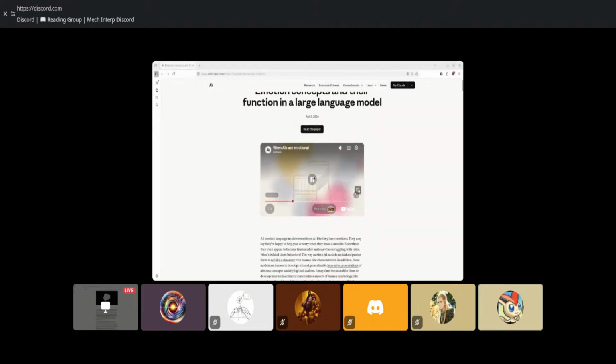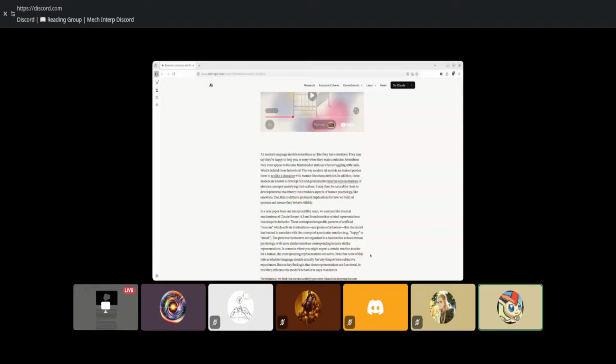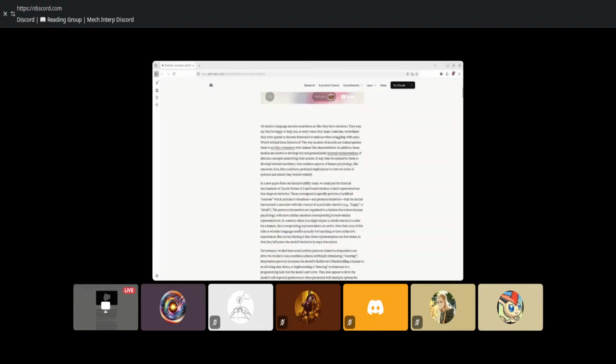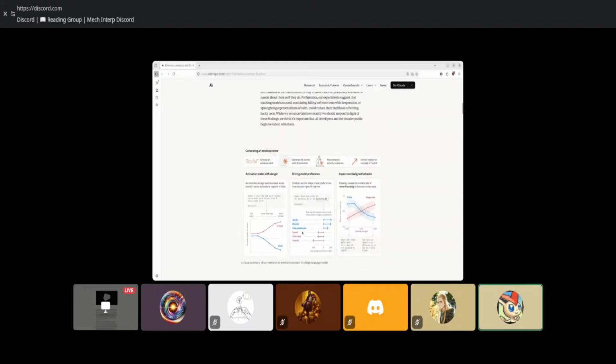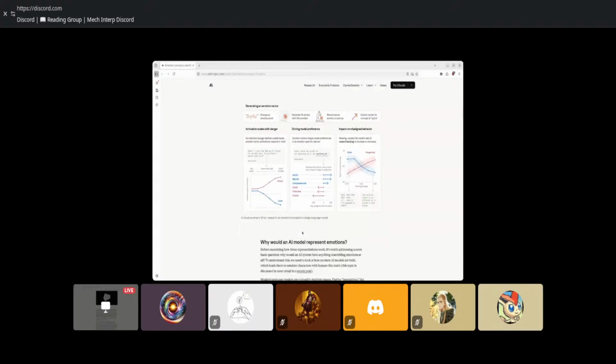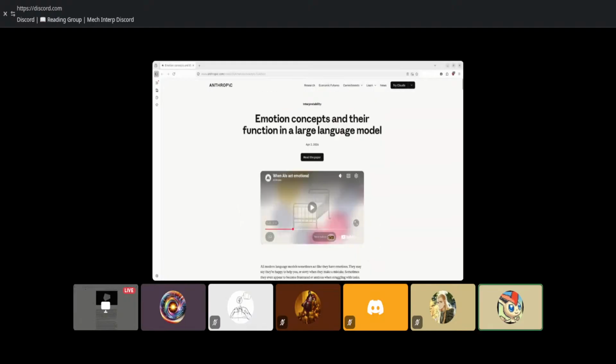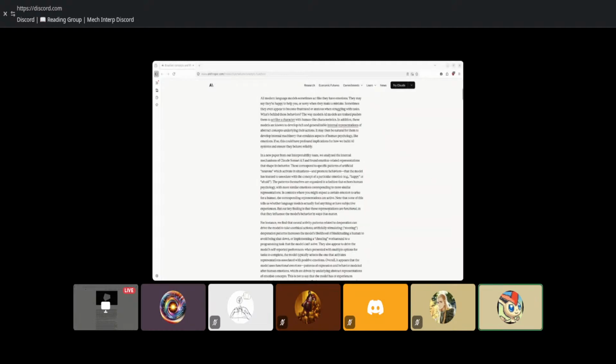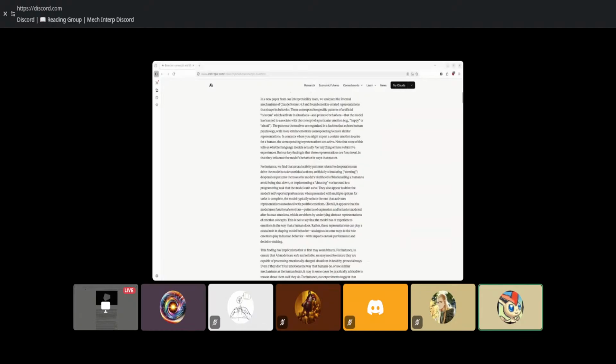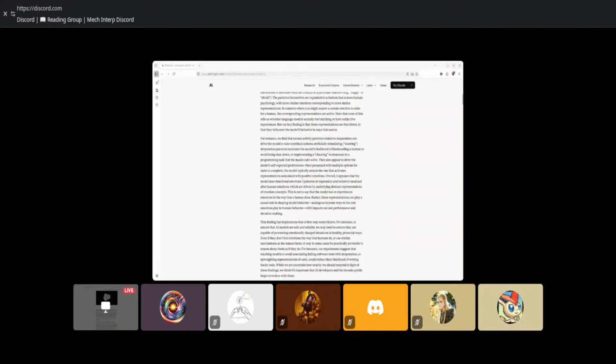So yeah, there is the topic paper. This is just the proposed one. Let's see if there's anything. Yeah, so it seems they find emotions in language models, and they probably do some probing and things like that.